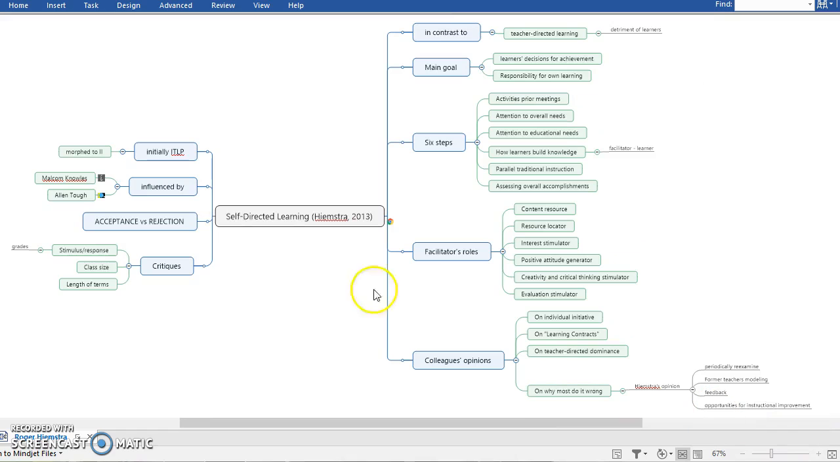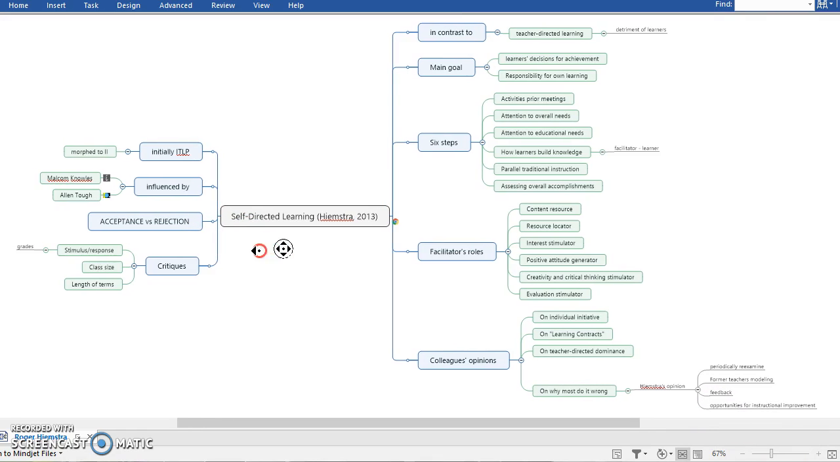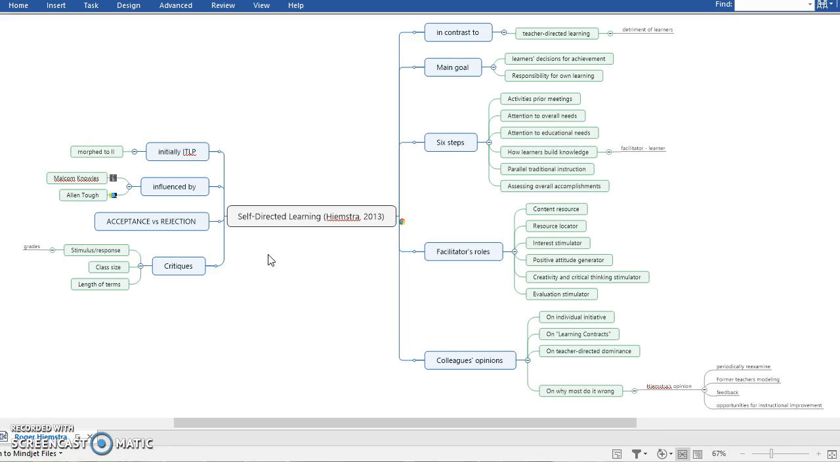So as you can see, self-directed learning is highly important and is a good way to teach and also promote autonomous learning in students, not only in adults but in every person who wants to learn. So I hope this was a good help for you.